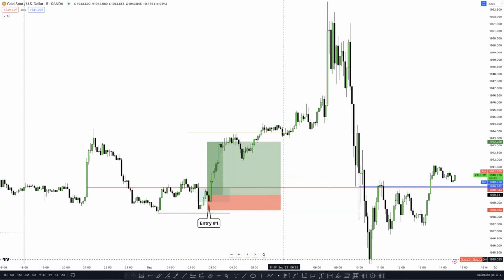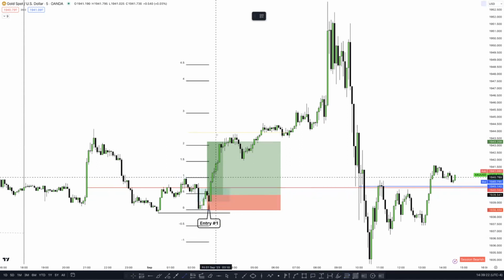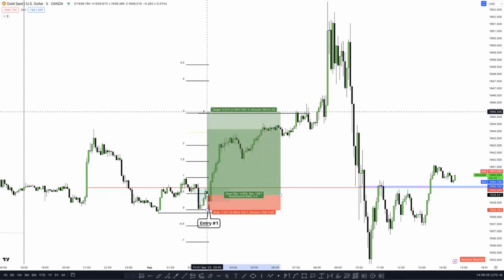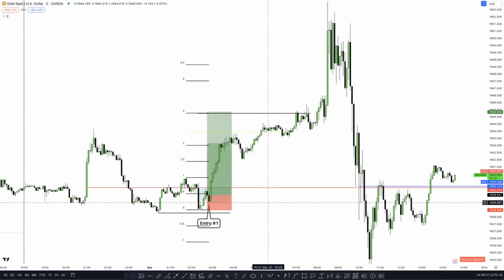Now, in terms of your targets, what is your target? Here's what you're going to do. You're going to take this dealing range high to this dealing range low, and you're going to target 2 standard deviations. Okay, right there, and you're done.